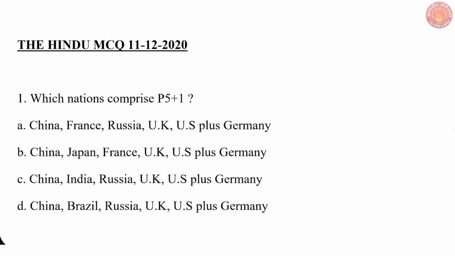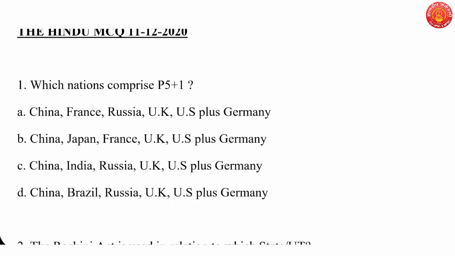Today we are going to study multiple choice questions that are based on the Hindu dated 11th December 2020. Let's begin with the first question. Which nations comprise P5 plus 1? This question has been asked from the context of Iran's nuclear deal that is in news.